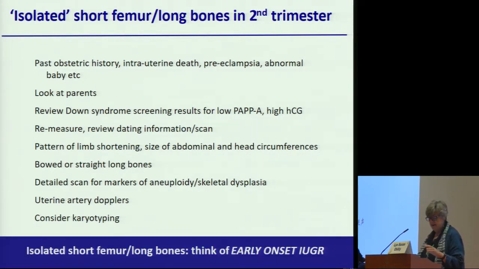In our experience, about a third of babies that present with isolated short long bones, isolated short femurs, in the second trimester have early onset IUGR, and I do think you need to think about that very carefully. If there are no markers of skeletal dysplasia, and the parents are of normal stature, this should be your first consideration, and you should monitor the baby for IUGR.